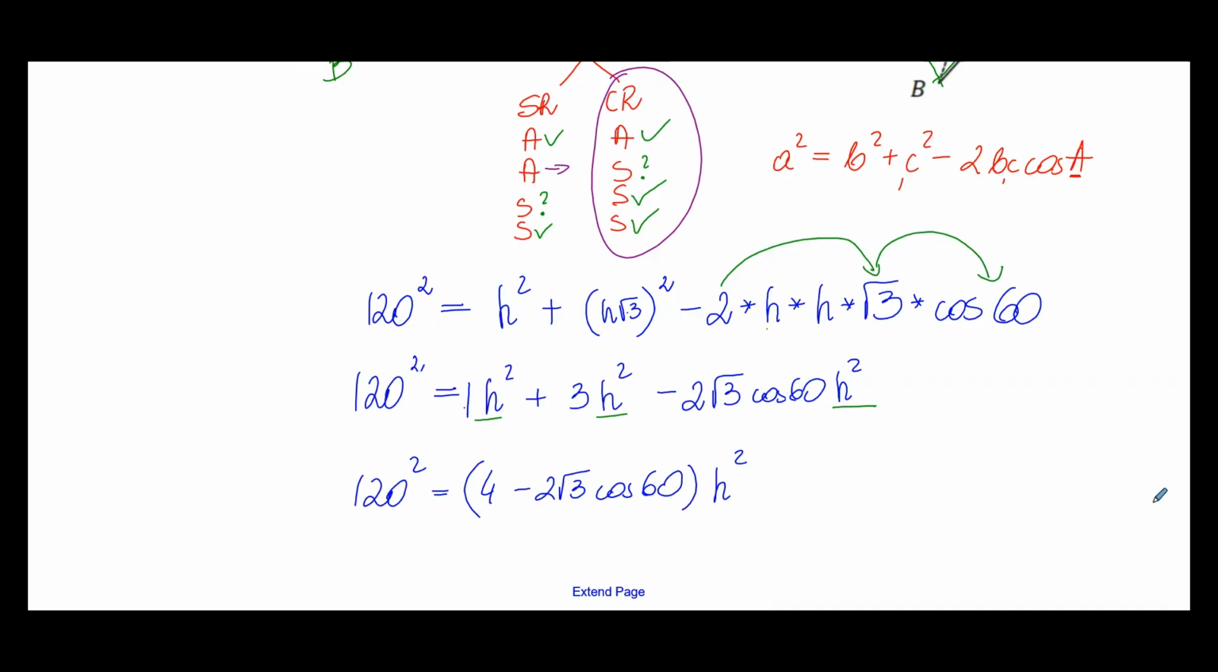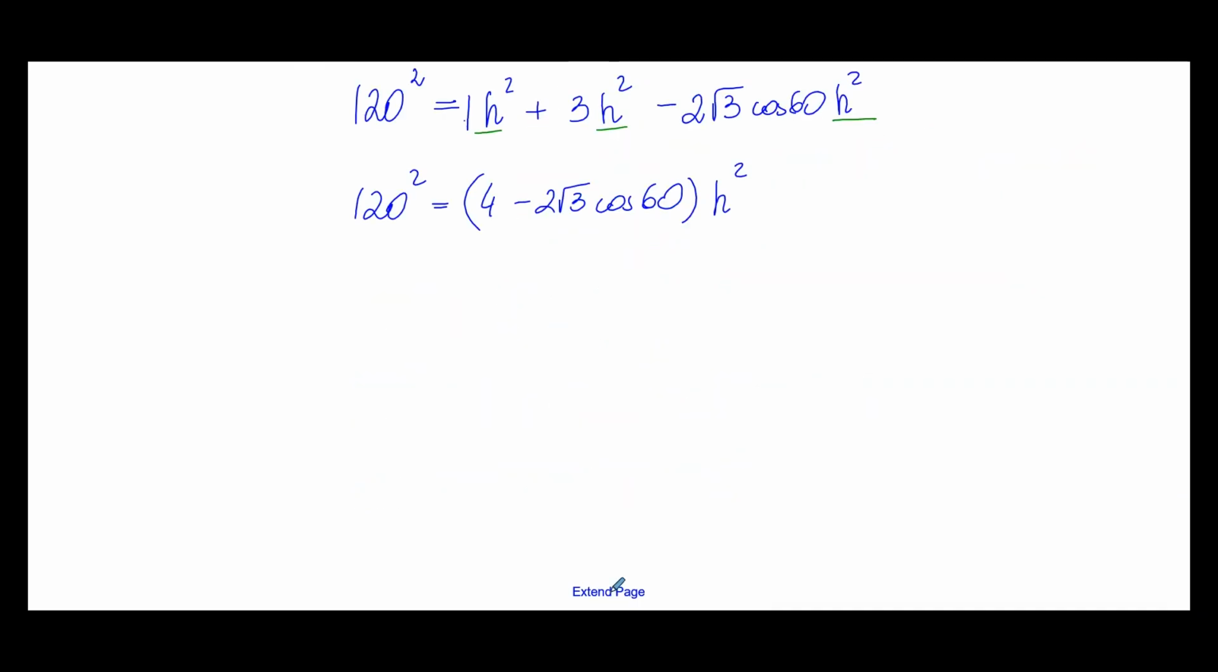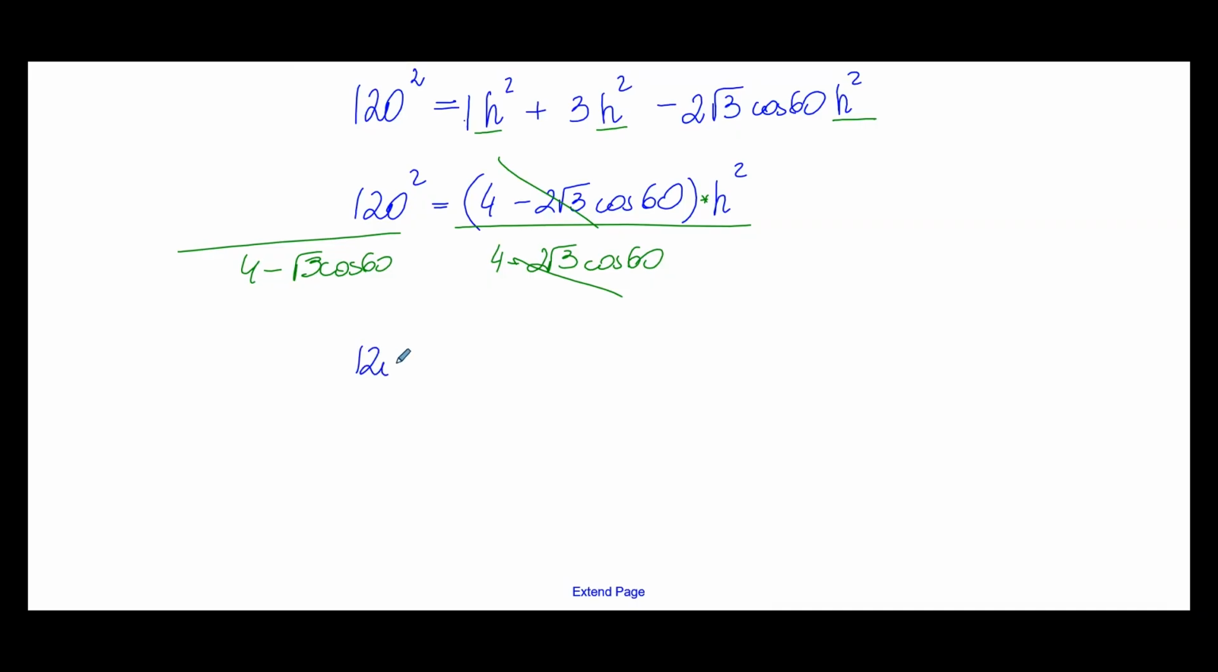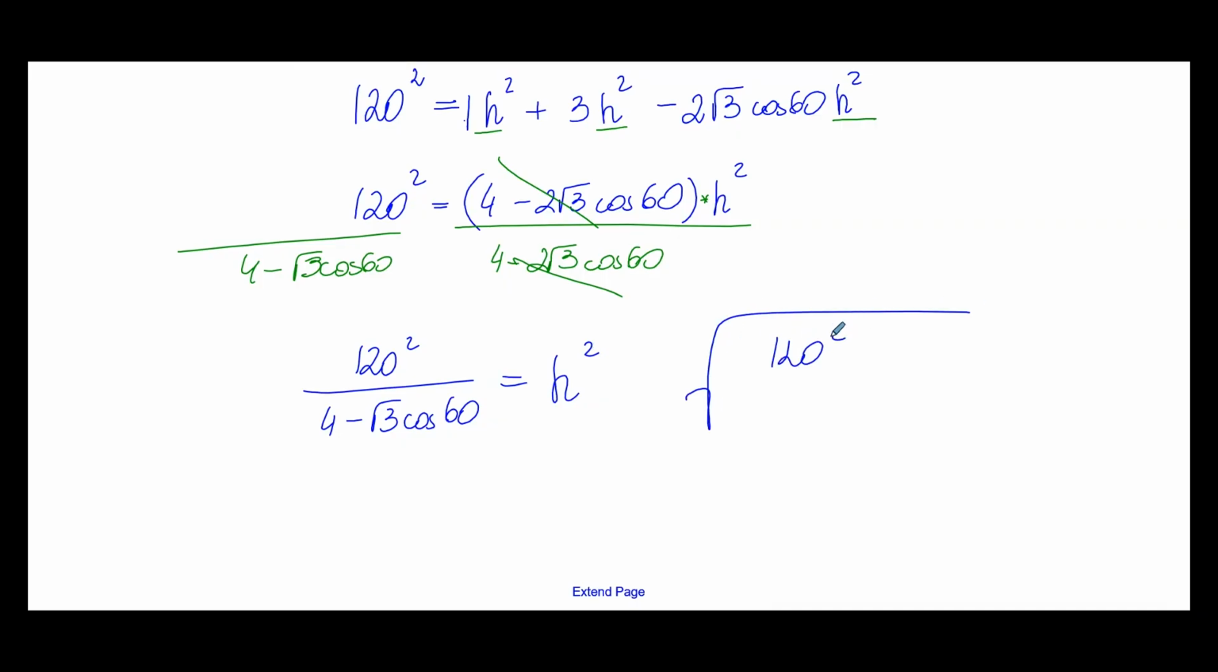And then the next thing that we need to do is what? Well, I need h on its own, not h multiplied by some number. So to eliminate multiplication, what do we do? We divide, and we divide both sides of the equation. The 4 minus 2 square root of 3 cos 60 goes. So we are left with 120 to the power of 2 divided by that number, and then on the other side, I have h to the power of 2. How do I eliminate the power of 2? We take the square root of the other side.